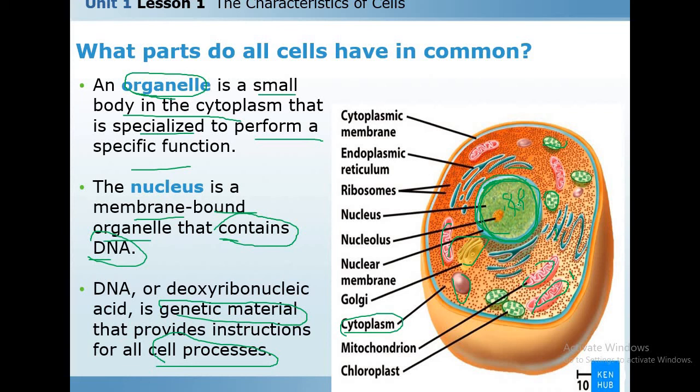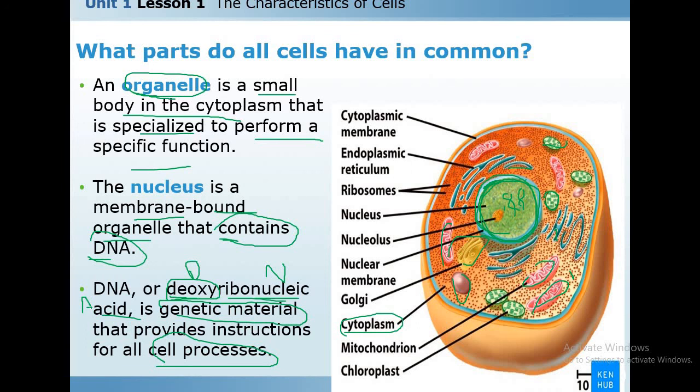This DNA is present in the nucleus. DNA is also called deoxyribonucleic acid. Deoxyribonucleic acid is DNA. DNA is a genetic material that carries information about the cell, the cell functions, and the cell processes. So it carries all information about the cell. This is called DNA, which is present inside the nucleus.